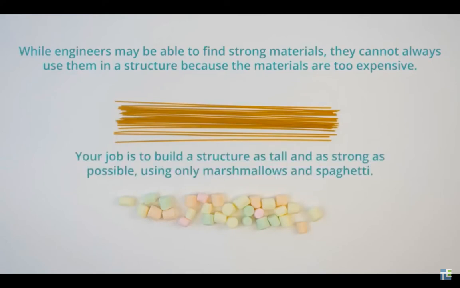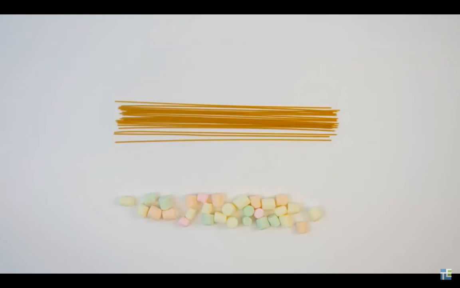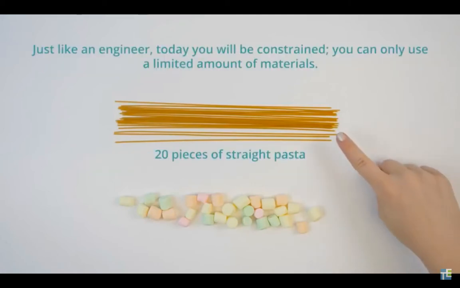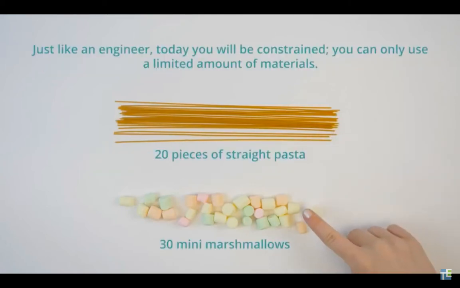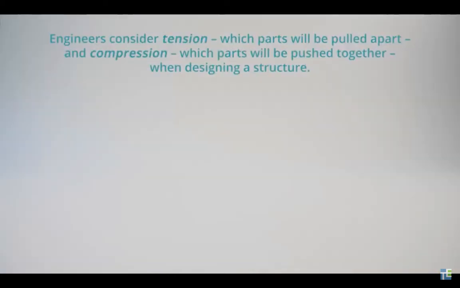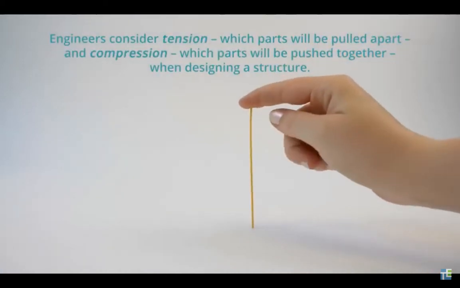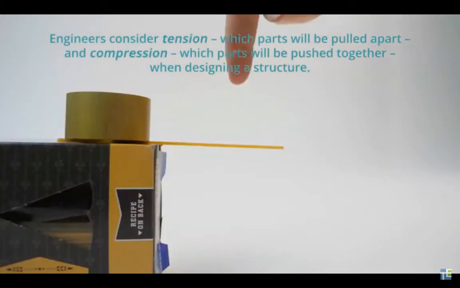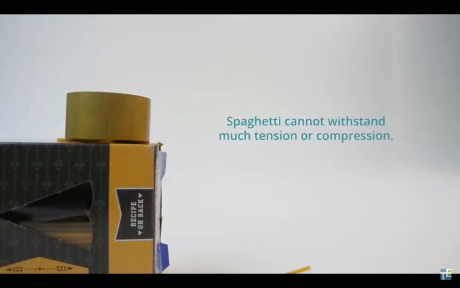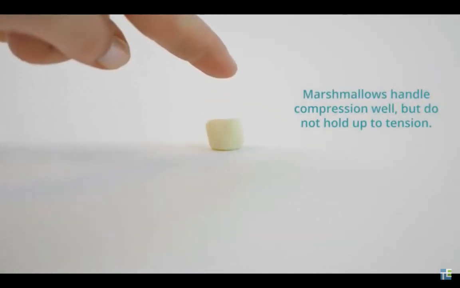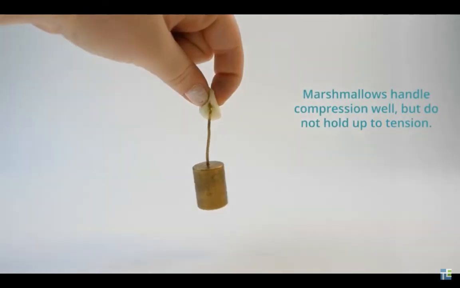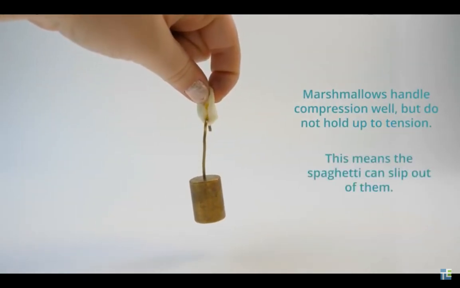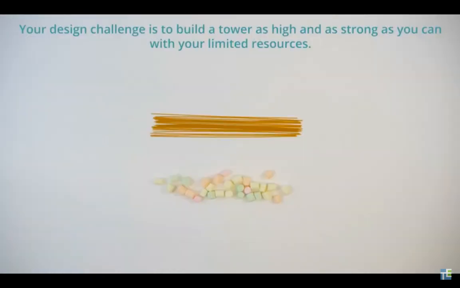While engineers may be able to find strong materials, they cannot always use them in a structure because the materials are too expensive. Just like an engineer, today you'll be constrained. You can only use a limited amount of materials. Pasta and marshmallows. It includes science in this, like tension and compression. Spaghetti cannot stand much tension or compression. Marshmallows can handle compression well, but do not hold up to tension. Spaghetti can slip out of them.